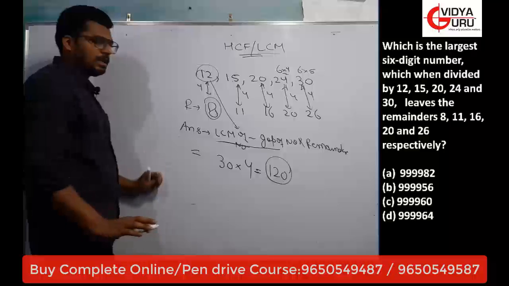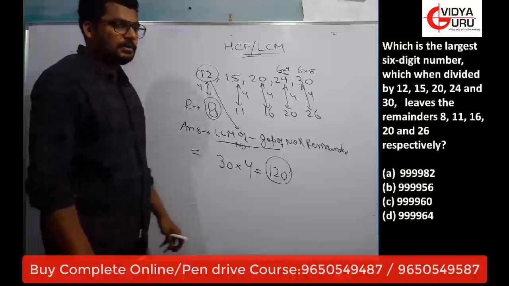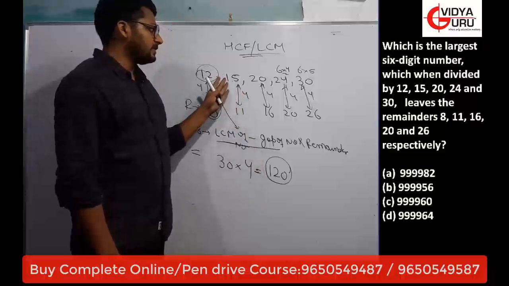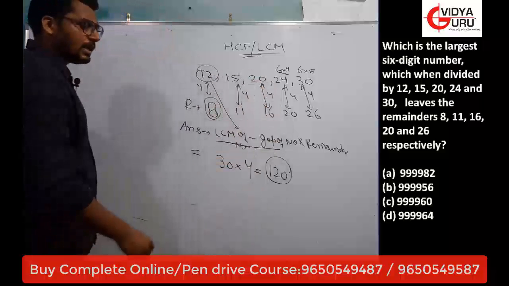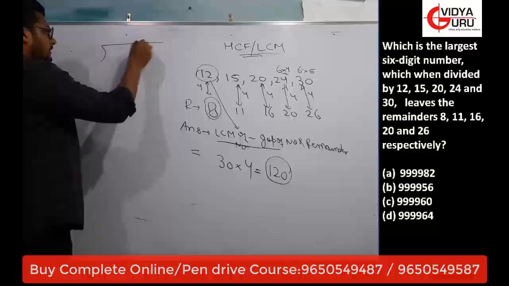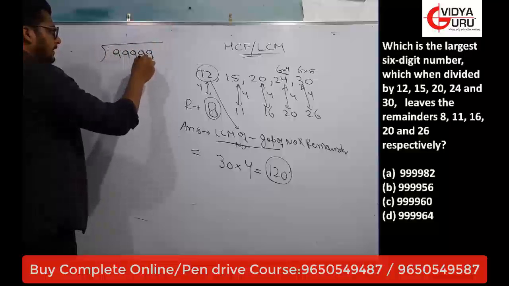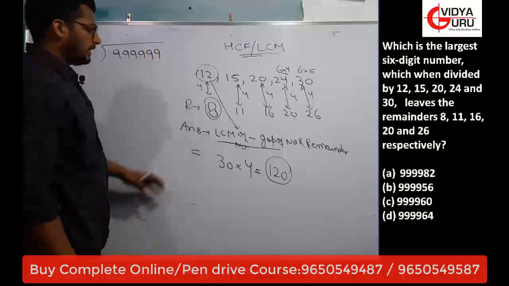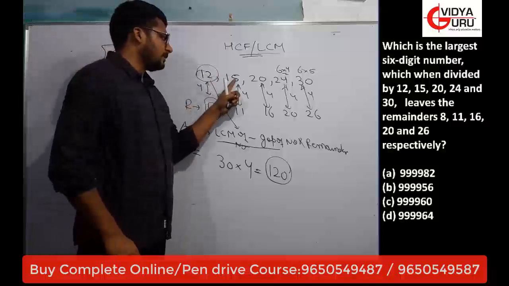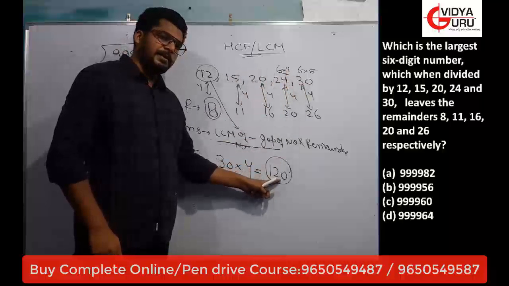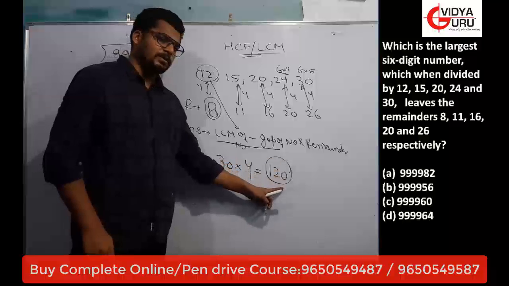But this is not the largest 6 digit number. We need to find the largest 6 digit number which is divisible by all these numbers. What is the largest 6 digit number? That is 999999. If the largest 6 digit number is divisible by all of these, then it should be divisible by 120 also, because it is the LCM of these.